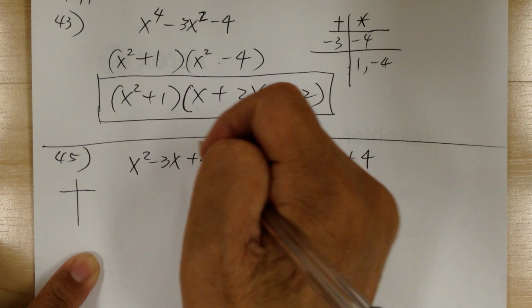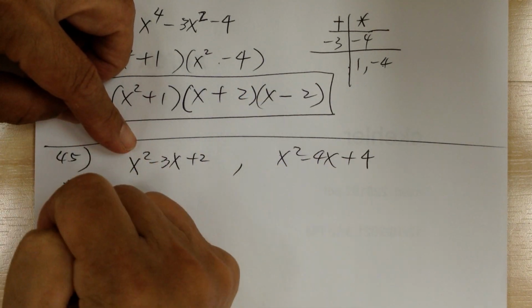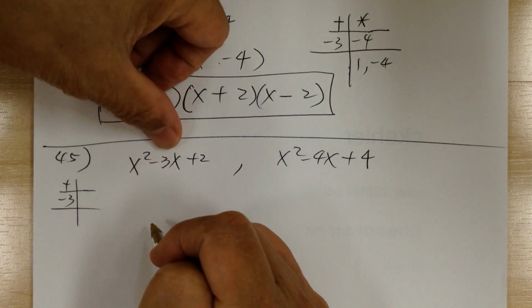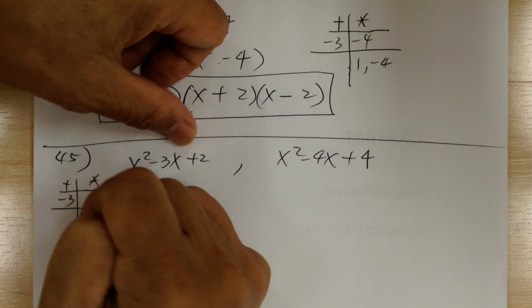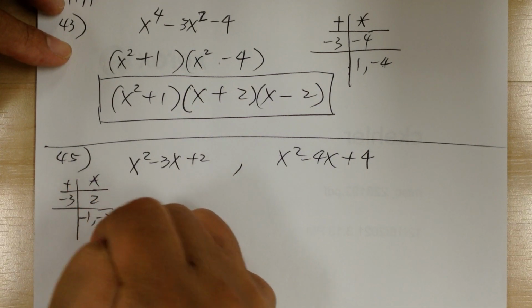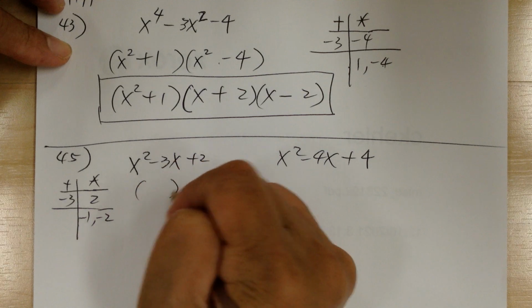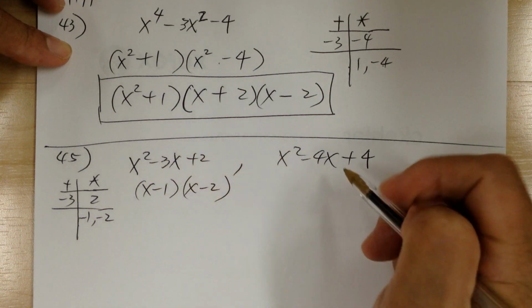Again, go to step 1, step 2, so this is going to be step 4. You need to add to get negative 3, and multiply to get the 2. So to get negative, you have to use negative: negative 1 comma negative 2, and that's it. You get minus 1, minus 2.